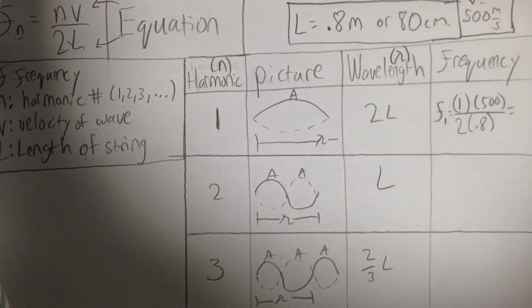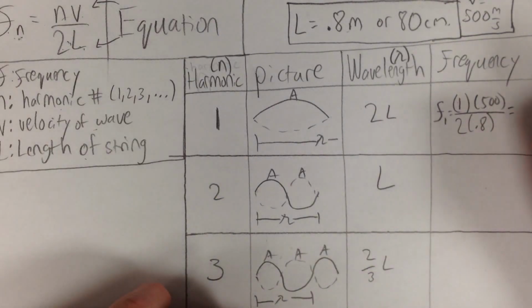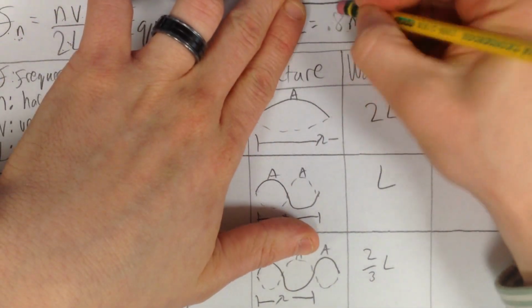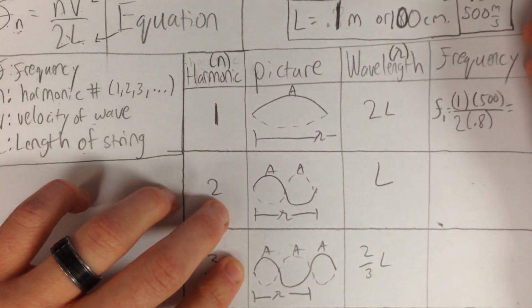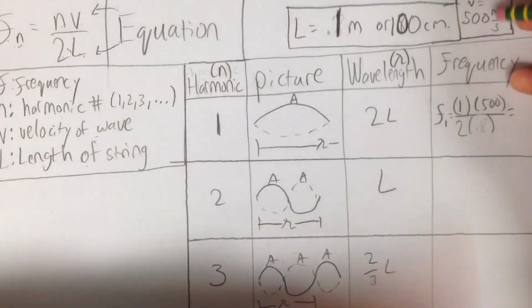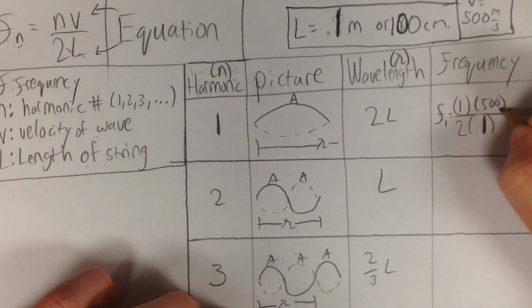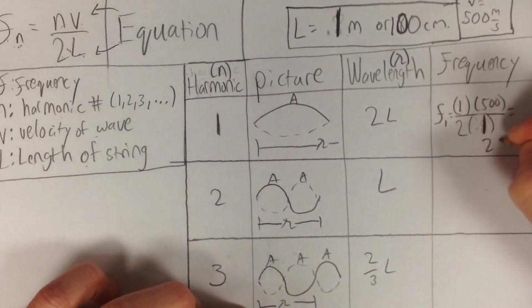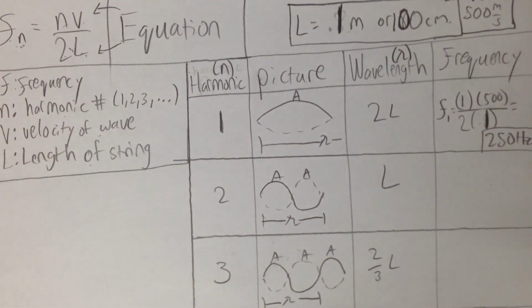500 divided by 1.6 gets you... you know what would be nicer actually? Let's just choose a 1 meter string. I think it's going to illustrate this a lot better. So 2 times, not 0.8, but let's go with 1 meter. So 500 on top, 1 times 500 is just 500. 2 on the bottom, that gets you 250 hertz. So that's what you hear from the first harmonic on this string.